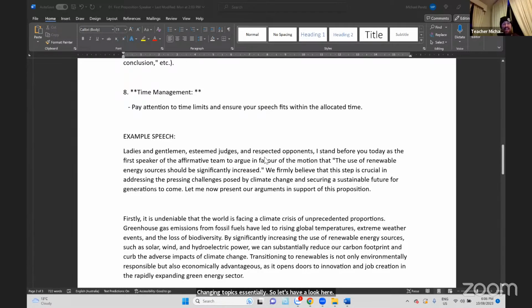So, ladies and gentlemen, esteemed judges and respected opponents. So we're politely and respectfully greeting the audience, the judges, and the other team. I stand before you today as the first speaker of the affirmative team to argue in favor of the motion that the use of renewable energy sources should be significantly increased. So just in these first couple of sentences here, we've greeted everybody respectfully. We have let everybody know which team we're on. Even though the moderator will announce, like I did during your debate, please welcome the first speaker of the proposition team, so they know, it's still good for you to be very clear about absolutely everything.